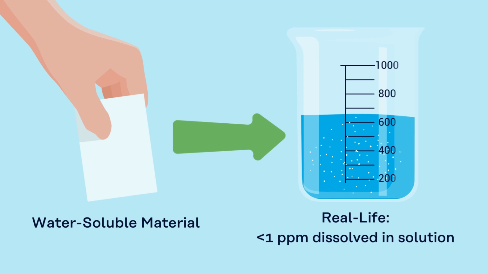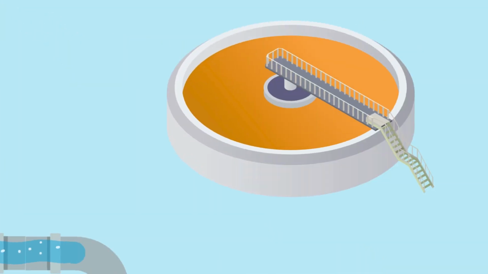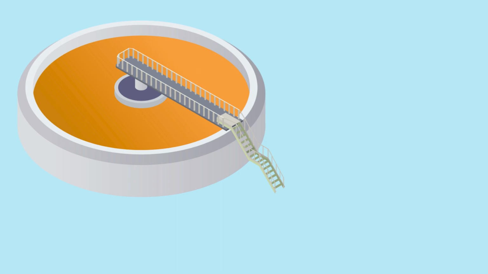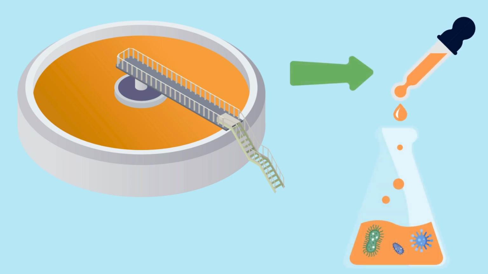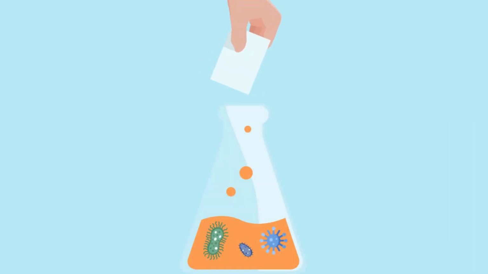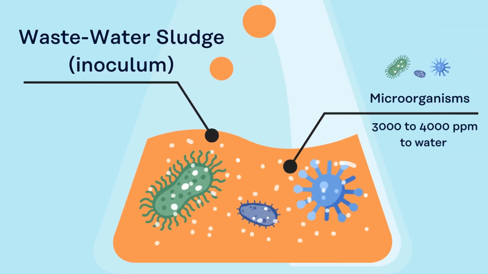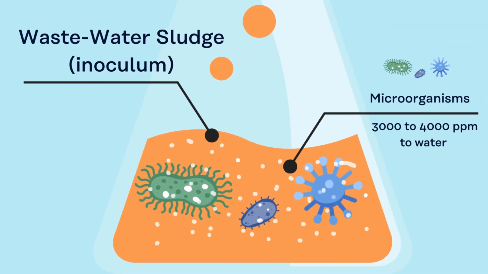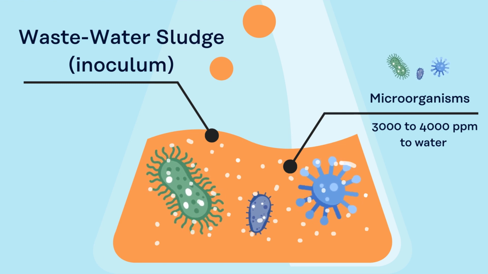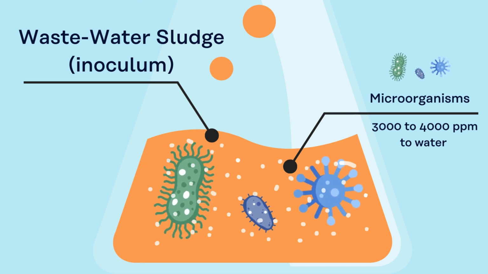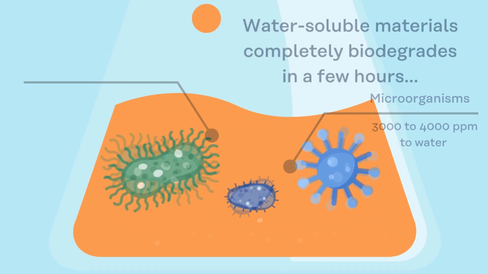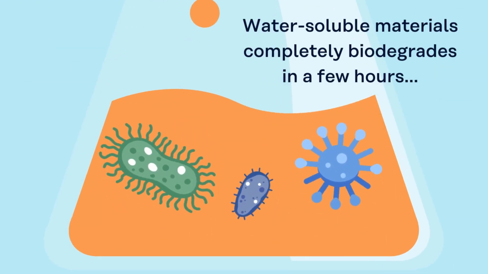In real life, after the water-soluble material serves its purpose, it is expunged down the drain and ends up in a wastewater treatment facility. To test the end of life in this environment, the microbial community is pulled from this typical wastewater treatment plant into a test vessel, and the specimen material that is being tested is introduced into this test vessel. The microorganism concentration in this wastewater sludge, also called inoculum, is around 3,000 to 4,000 parts per million of microbes to water. In this environment, the microbes eat away the specimen material very rapidly.